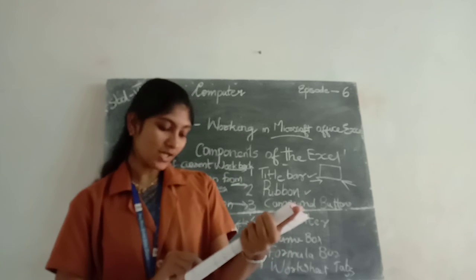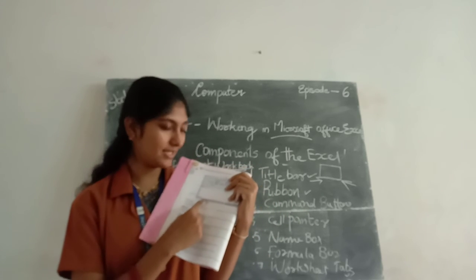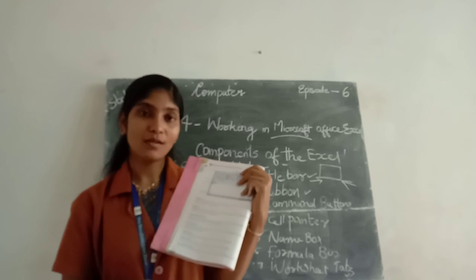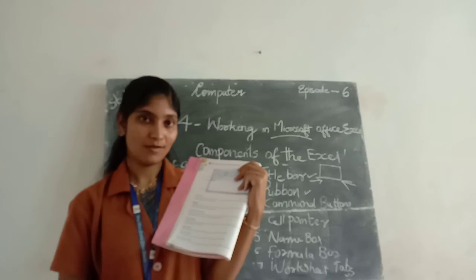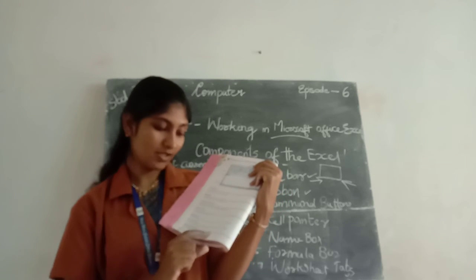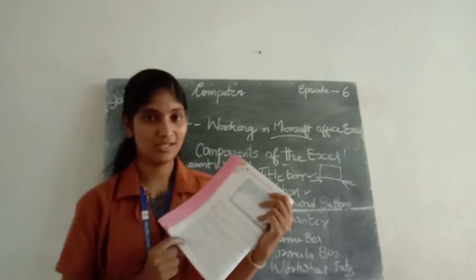Then next is worksheet tab. Worksheet tab means here Sheet 1, Sheet 2, Sheet 3, etc. These are worksheet tabs. So that means you can go to another sheet by clicking the worksheet tab. You can move from one sheet to another using worksheet tabs.